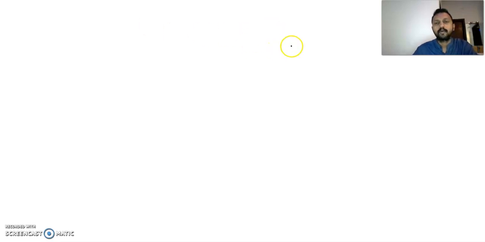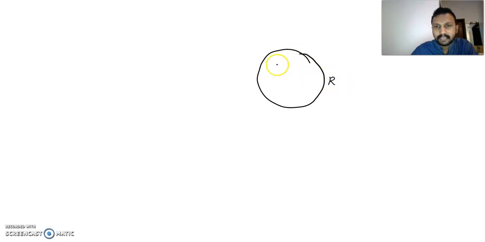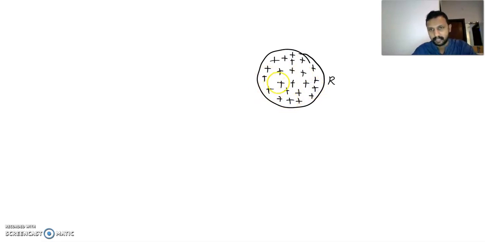Okay, students, now we'll talk about potential due to a non-conducting uniformly charged sphere. That is, this is a sphere of radius R. It is a non-conducting sphere which is uniformly charged. That means the charge is distributed throughout its volume like this, and we have to calculate the potential due to this uniformly charged non-conducting sphere.